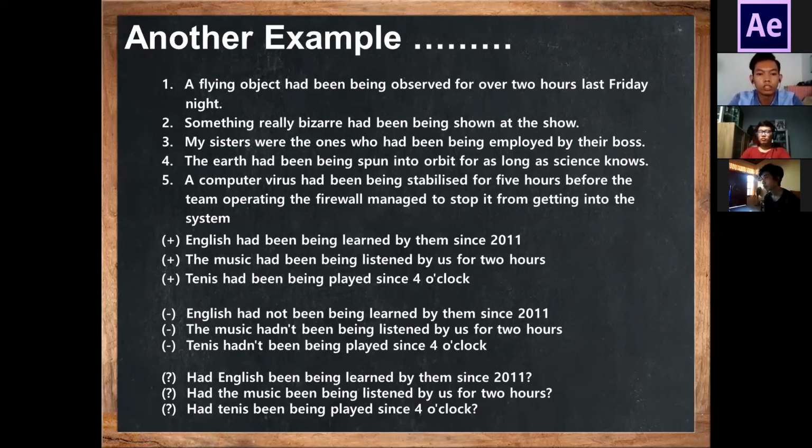A positive sentence: English had been being learned by them since 2011. A negative sentence: English had not been being learned by them since 2011. And an interrogative sentence: Had English been being learned by them since 2011? And you can see other examples in the PowerPoint.